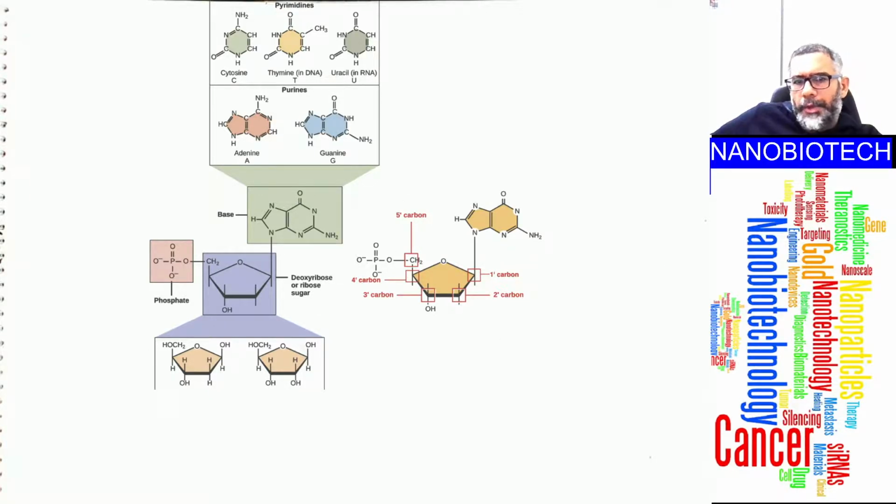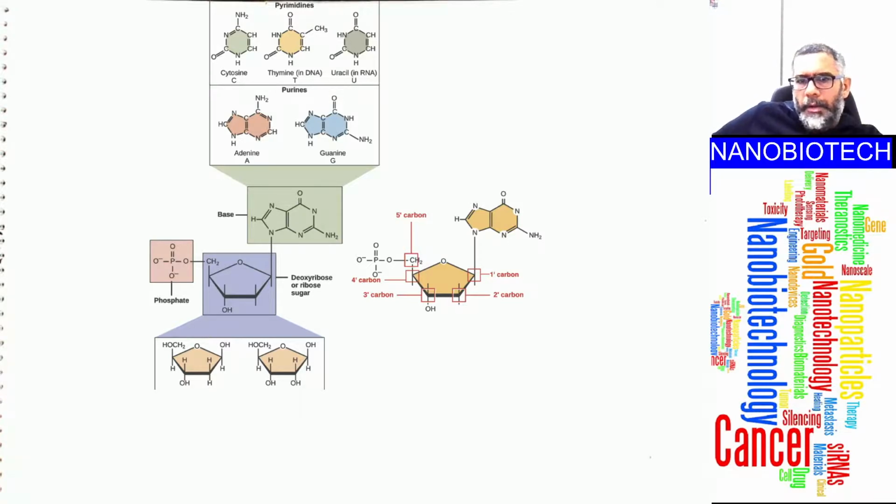In a nucleotide, the sugar occupies a central position with the base attached to its 1' carbon. We just label these carbons from 1 to 5. In the deoxyribose, the base is attached to the 1' carbon, and the phosphate group is attached to the 5' carbon.